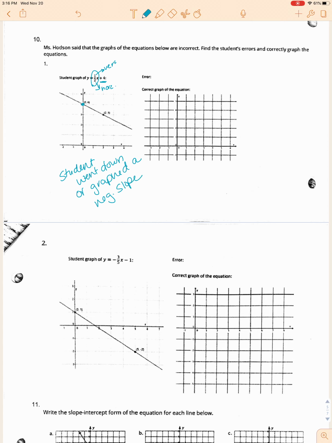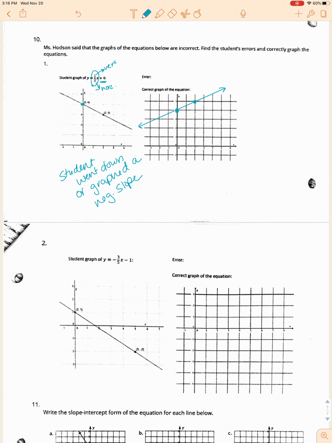So the way that I would fix this is by graphing the slope properly. So I would be starting at positive 4, and I would be going up 1 over 2. Make sure that my line is straight and that I have arrows on both sides. And that would be the graph.